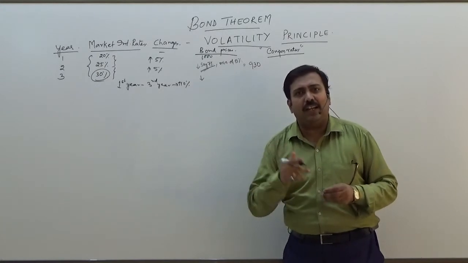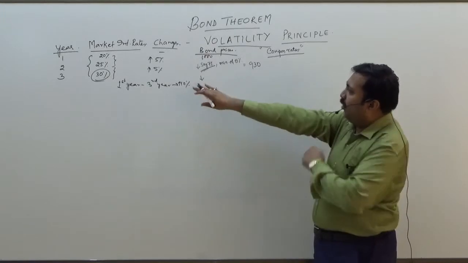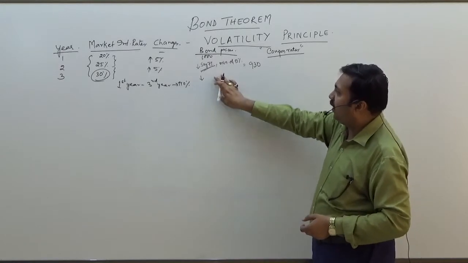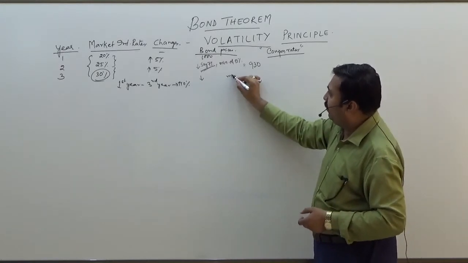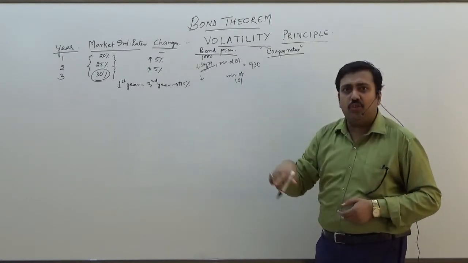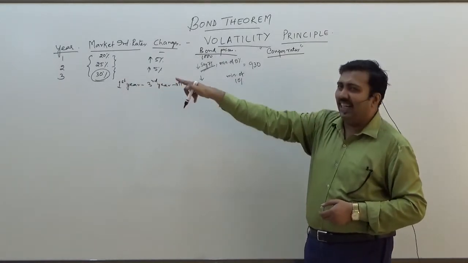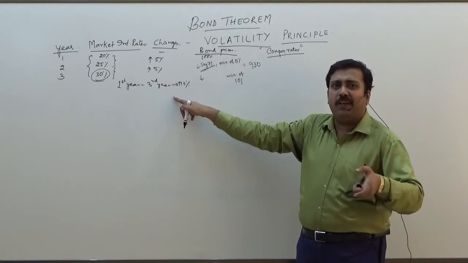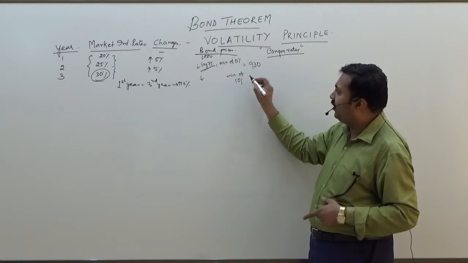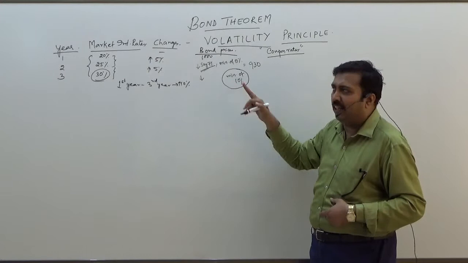So what does the volatility principle say to us? The decrease in my third year is supposed to happen how much? Now, how much is it going to happen? What is the minimum decrease that should happen in the bond price? As we know, from the first year till my third year, the increase in the interest rates happened by 10%. So the decrease in the bond price should happen at a minimum of 10% over here.